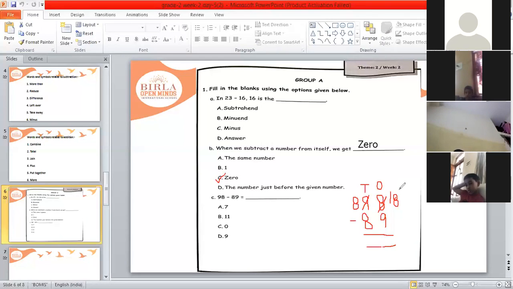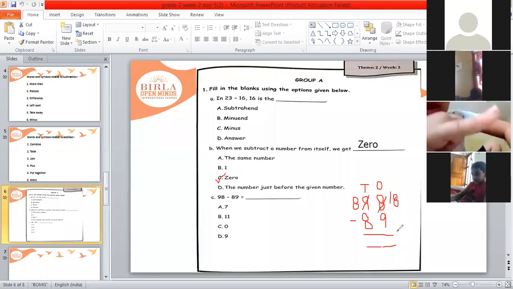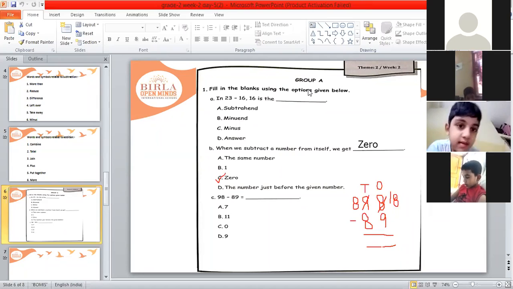Ashrit, now you tell me 18 minus 9, how much? Start counting after 9 and count till 18. 17, 16, 15, 14, 13, 12, 11, 10, 9. Answer is 9. You were counting backward, but still it's the correct answer. Very good, Ashrit.